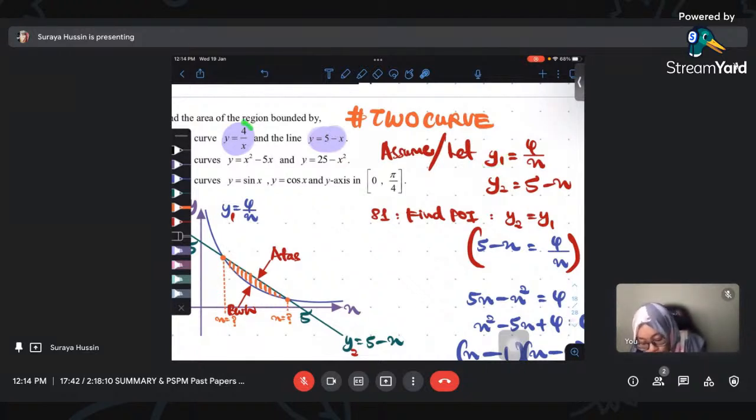Okay, my y1 is 4 over x, my reciprocal. My y2 is my linear. So, assume, because this will make it easier for us to make the formula later. The formula comes from ourselves, so we have to assume first. Let it be which one is y1, which one is y2.